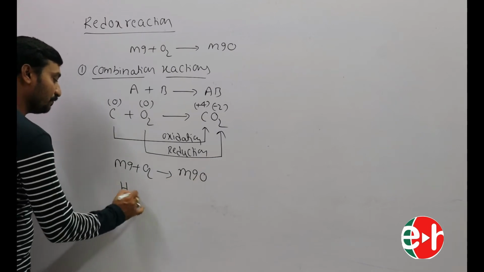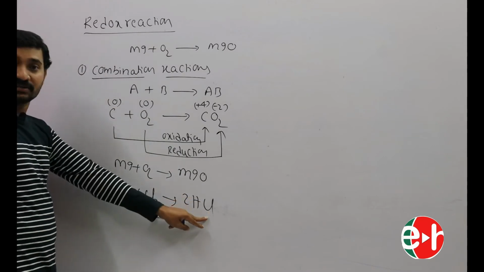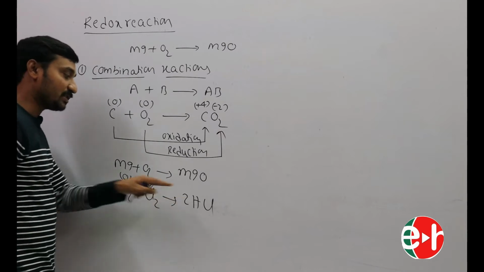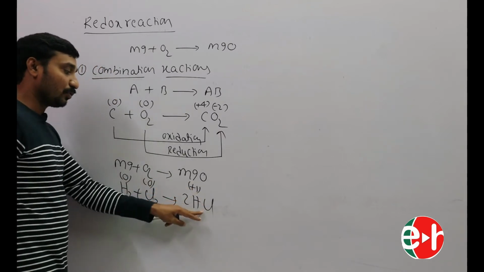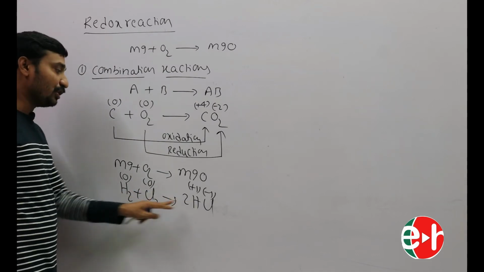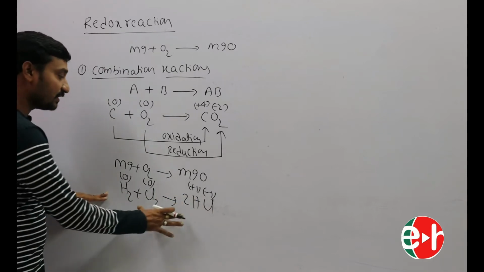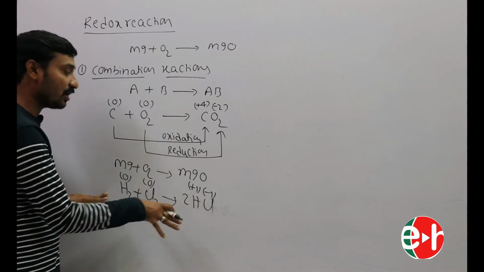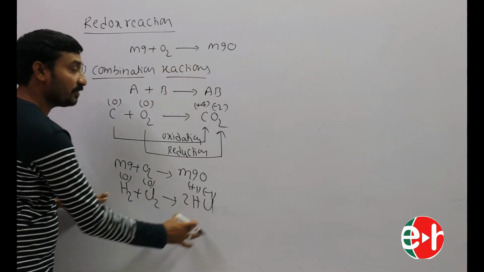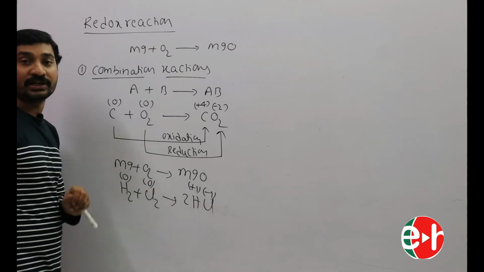Next, H2 plus Cl2 gives rise to 2HCl. This is also a combination reaction. Here H2 is 0 and Cl2 is 0. In the product, hydrogen is plus 1 and chlorine is minus 1. 0 to plus 1 is oxidation, 0 to minus 1 is reduction. So both oxidation and reduction take place. That's why this is an example of a redox reaction. What type? Combination reactions. Two elements combine to form a single compound. In those, one element undergoes oxidation, another element undergoes reduction.